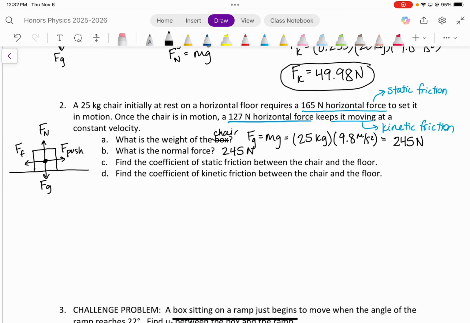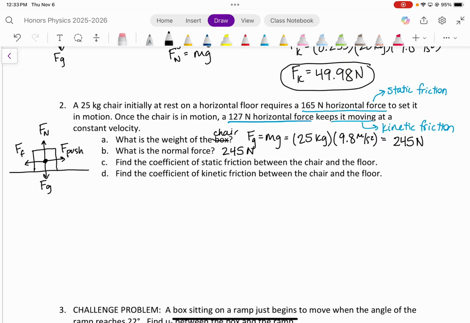How do I know that the normal force and the weight are the same? Because the formula is Fn equals Fg. But Fn does not always equal Fg. Fn is not always going to be the same as the weight. Here it is, because the chair is not crashing through the surface and it's not lifting up off of the surface.